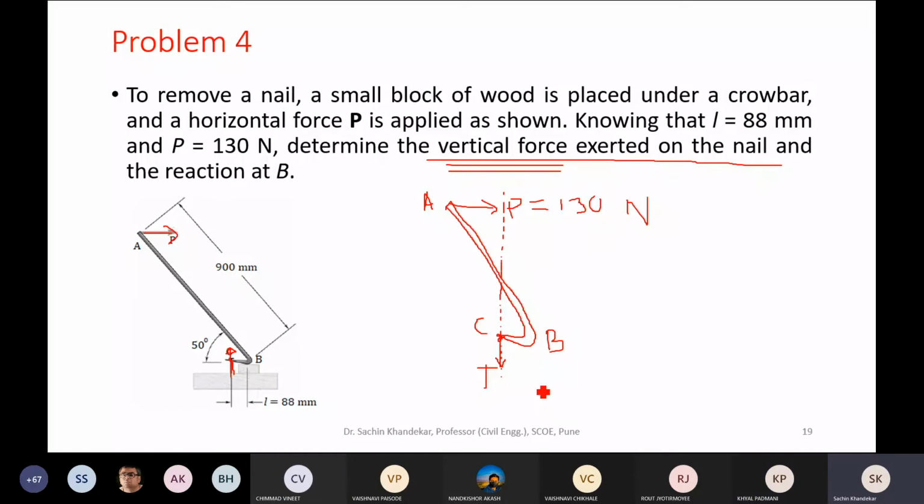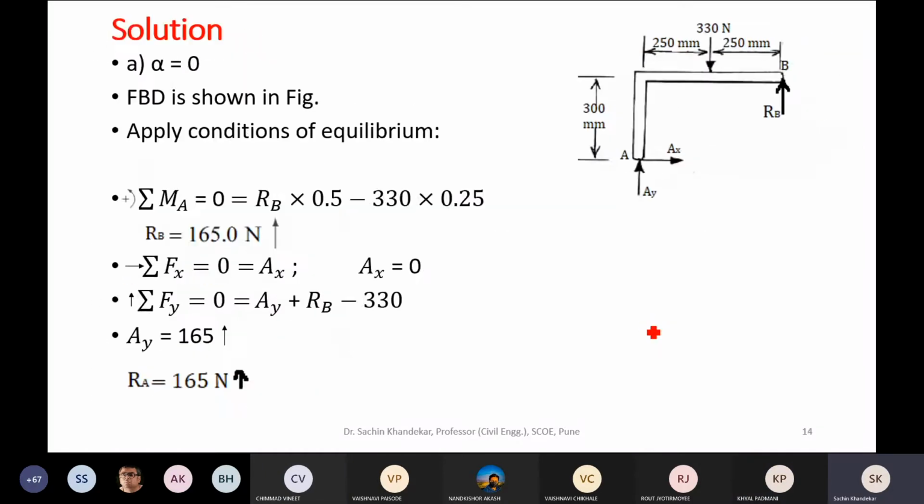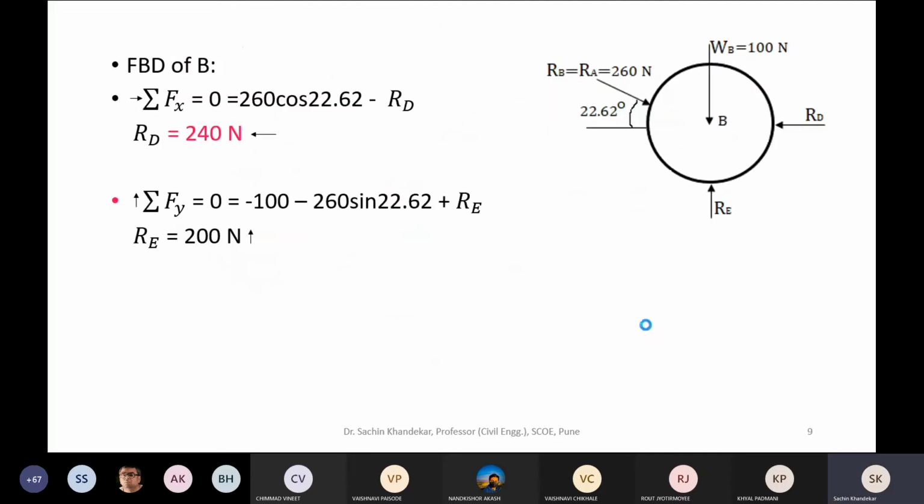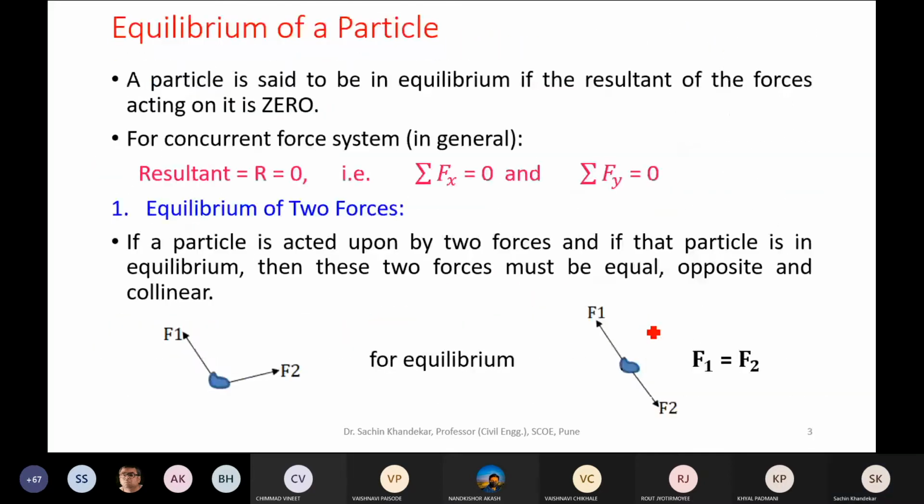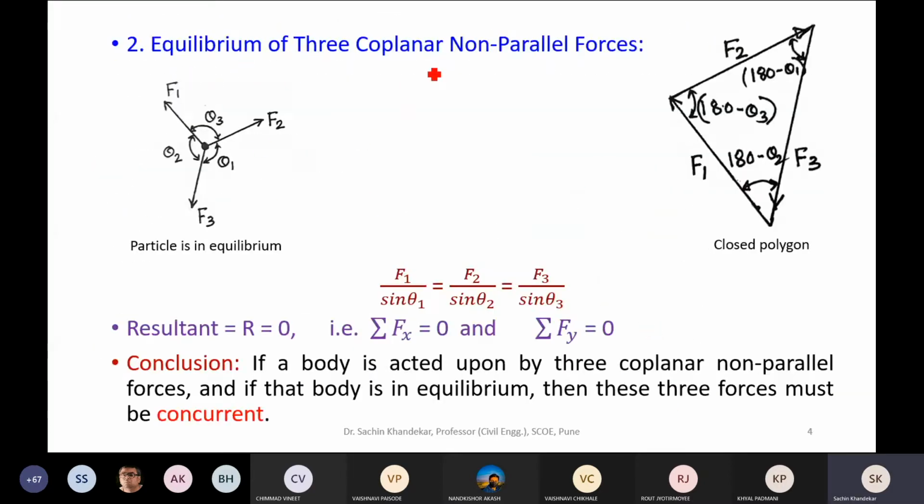See now, if you recall this one statement which I discussed: equilibrium of three coplanar non-parallel forces. Suppose this is a body which is acted upon by three coplanar non-parallel forces, and if that body is in equilibrium, then these three forces must be concurrent. This is a very important conclusion.